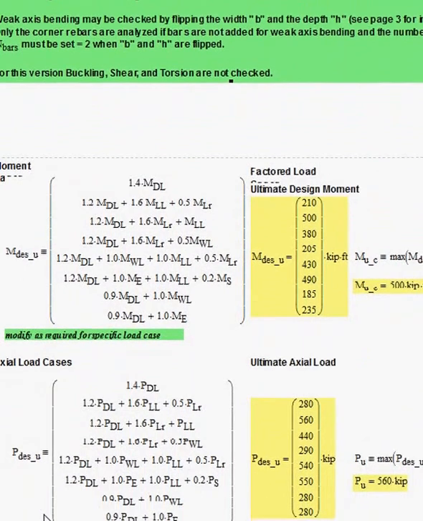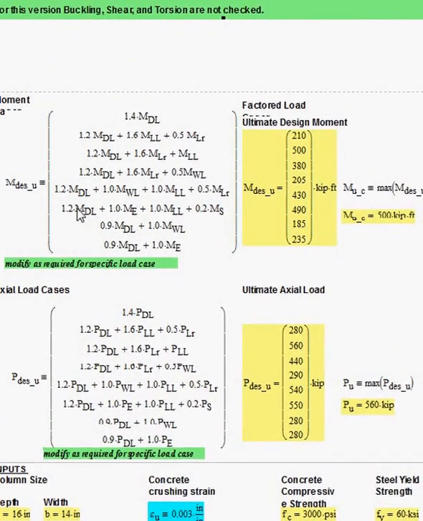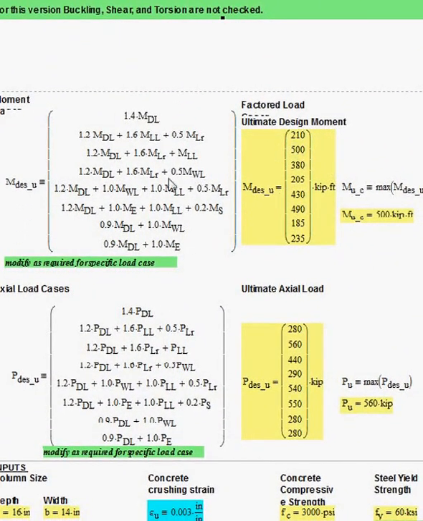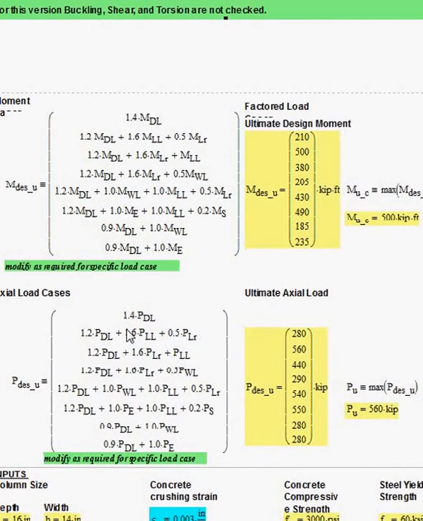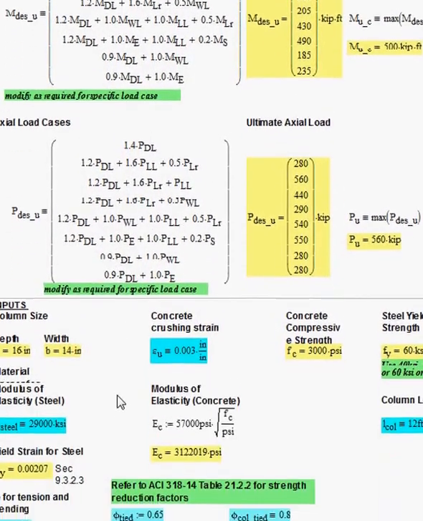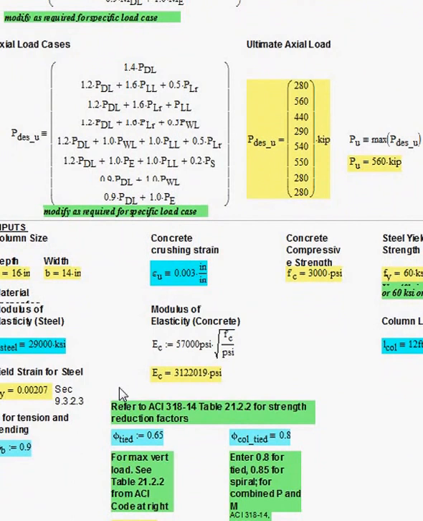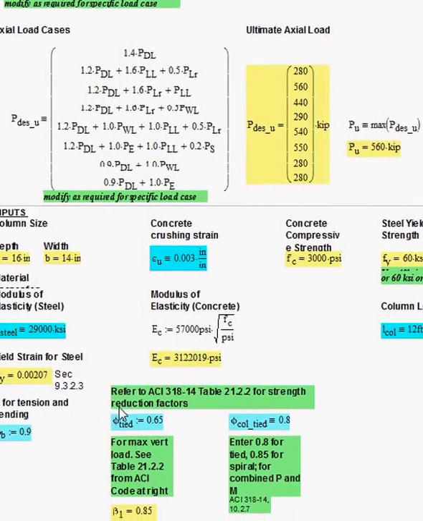Load combinations are provided on page 2. These are the factored load conditions from ASCE 7. Inputs begin on page 3.